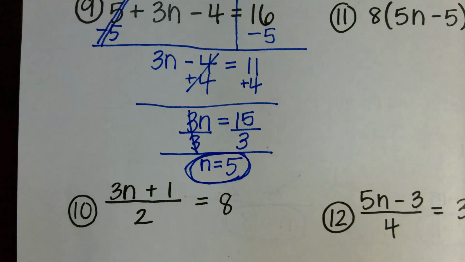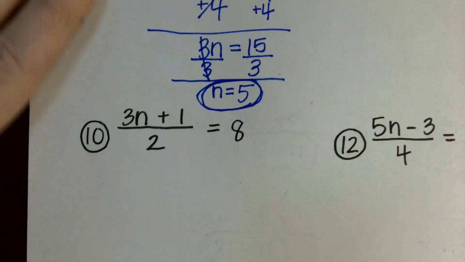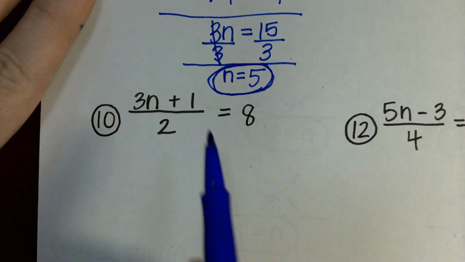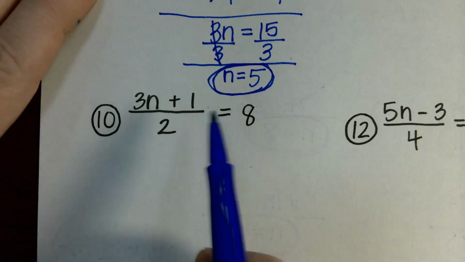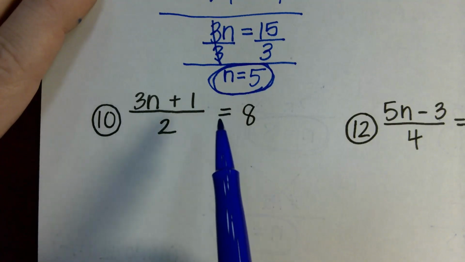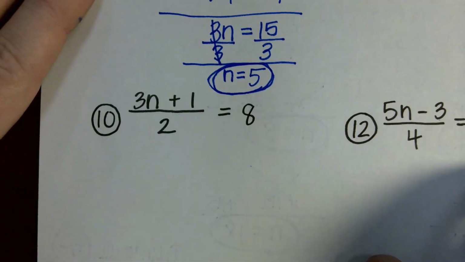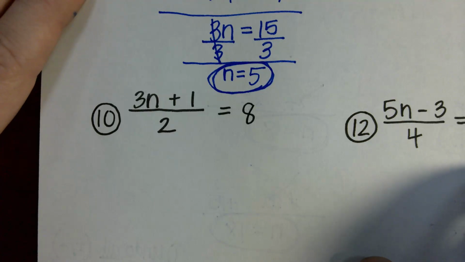Okay. Let's go ahead to the one right below it, number 10. I've got 3n plus 1, and all of that is divided by 2, is equal to 8. What do I need to do first? Multiply times 2.